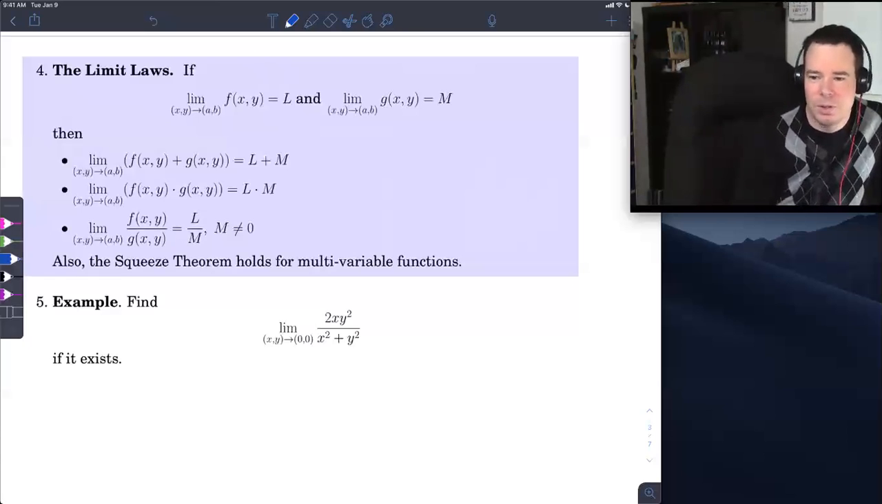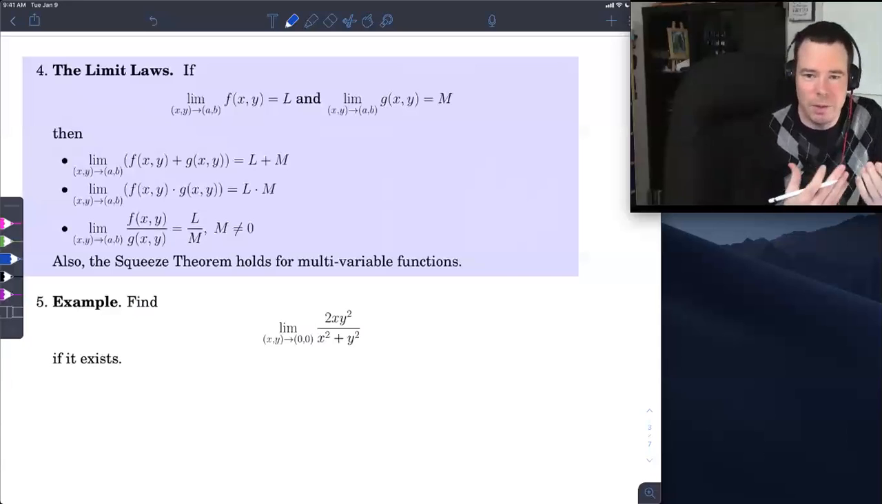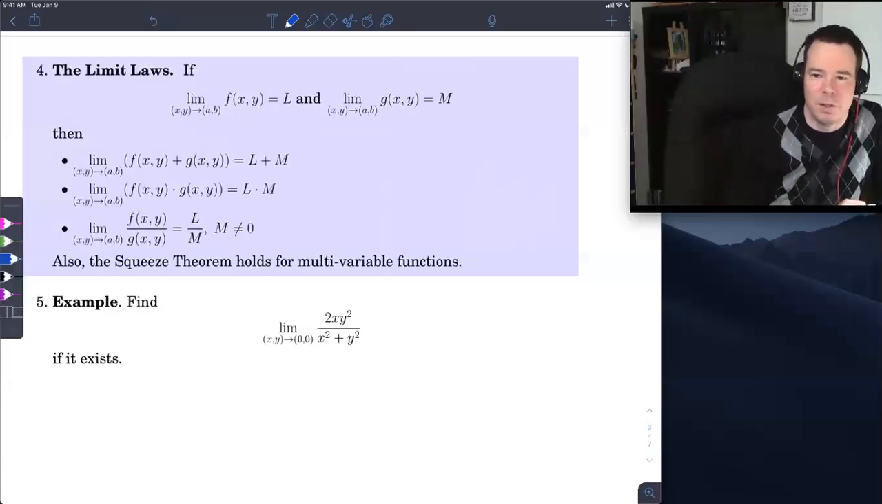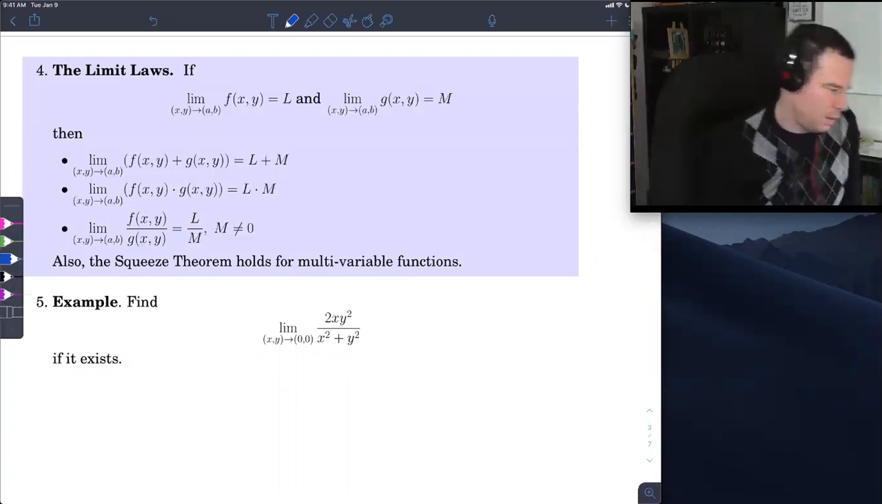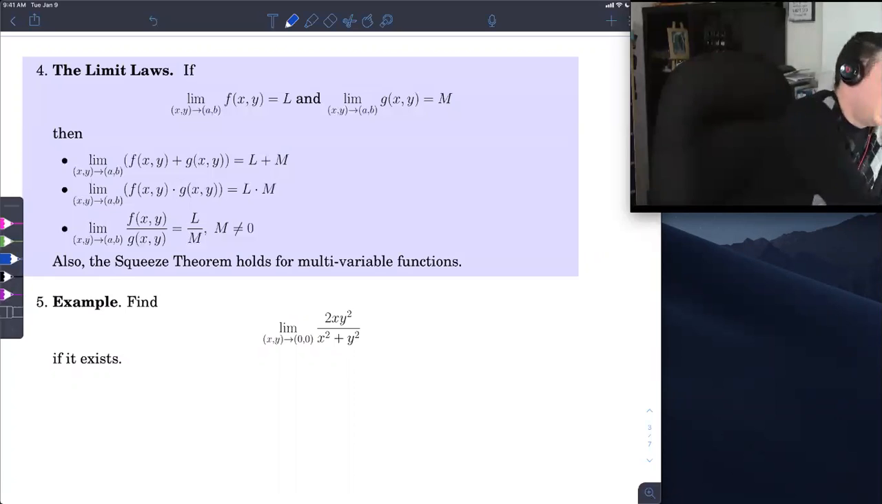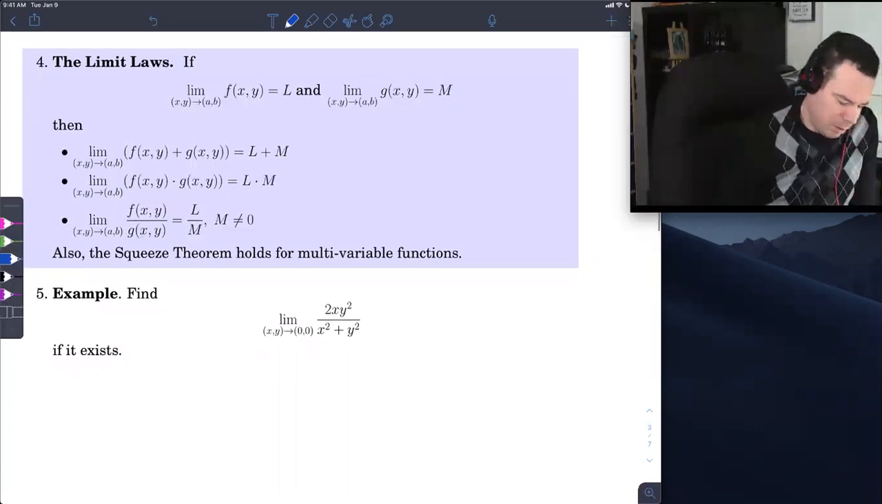The way we use the squeeze theorem here is we try to squeeze the function which has 2 variables in between 2 functions which are single variable functions. And if we can do that, then we can use our calculus, our limits of single variable functions. So let's see an example of such an argument. So let's find this limit if it exists: 2xy² over x² + y².